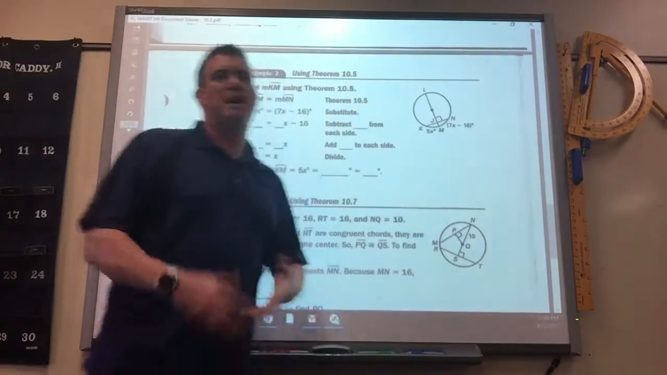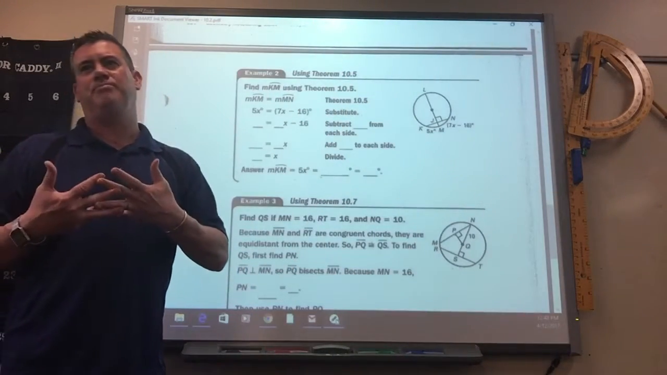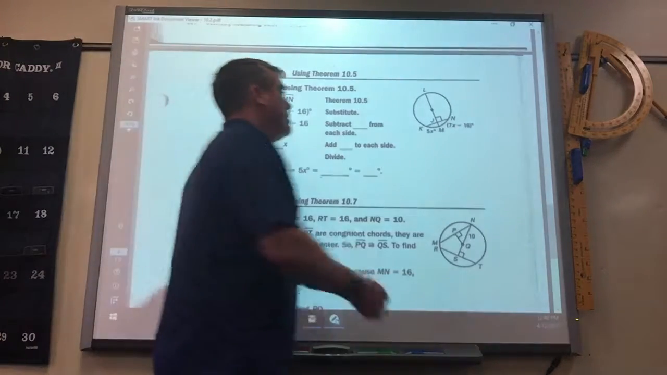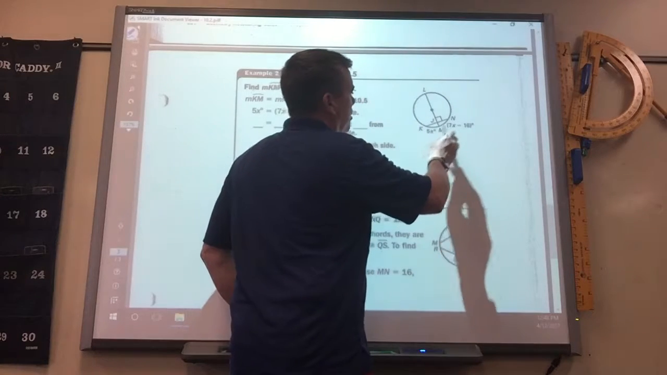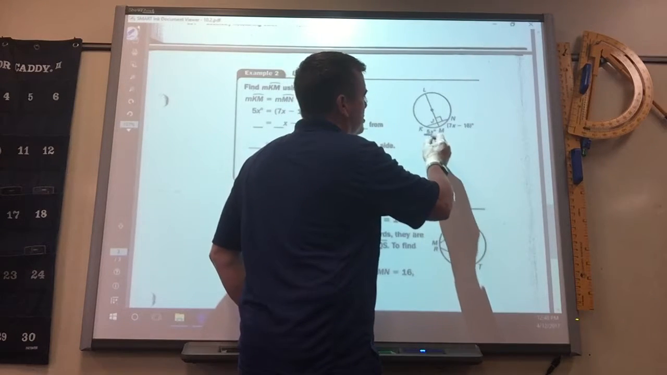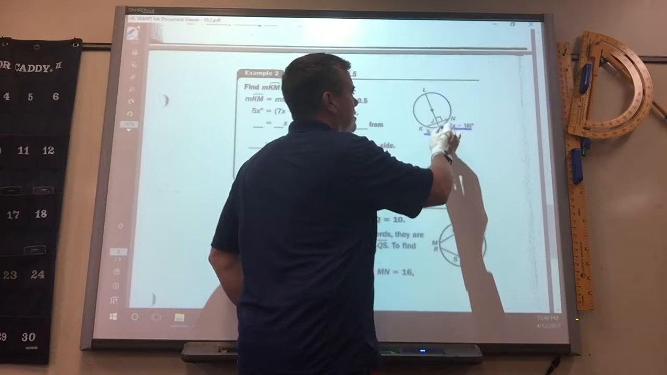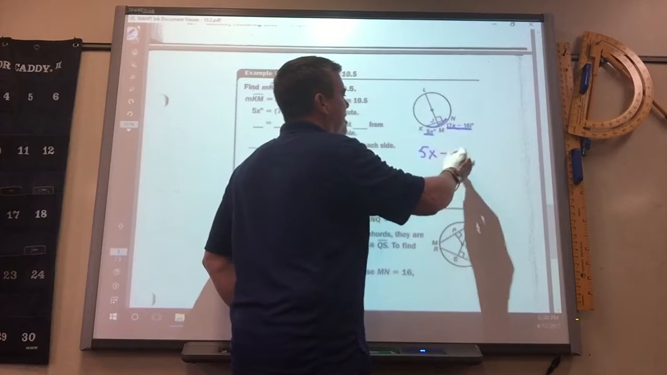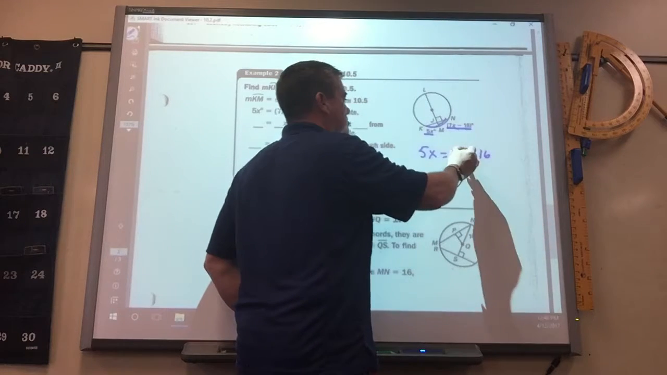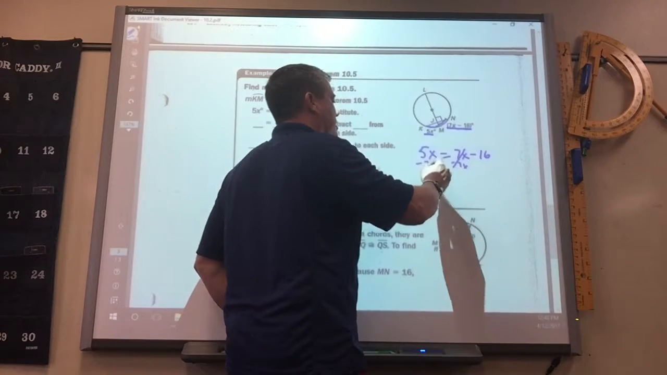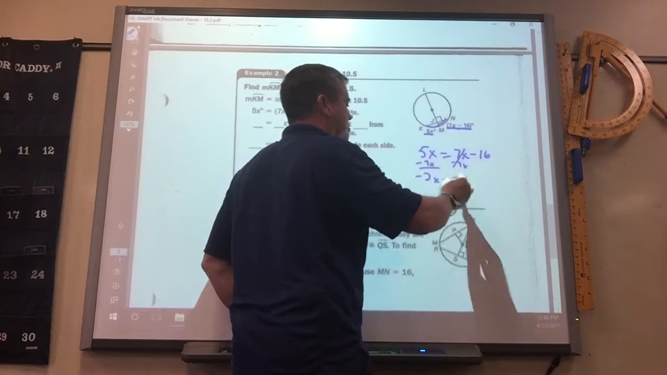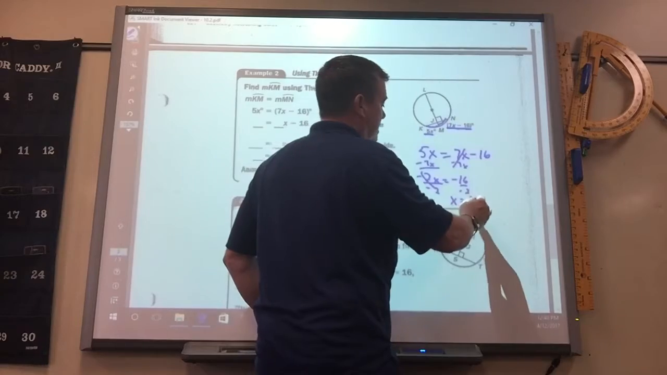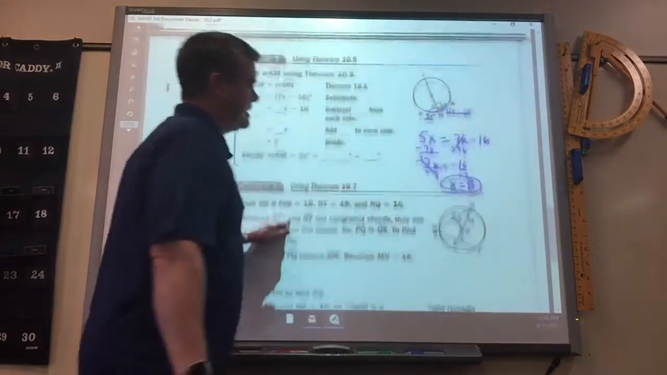Okay, so most of these problems, things are just equal to each other. If you're not sure what to do, guess that they're equal. Look at what they look like. Like here, in order to figure out what x is, what do you know about this degree and that degree? They're equal to each other, because it's a diameter that's perpendicular. So 5x equals 7x minus 16. Subtract 7x, negative 2x. Divide by negative 2 and you get 8. Okay.